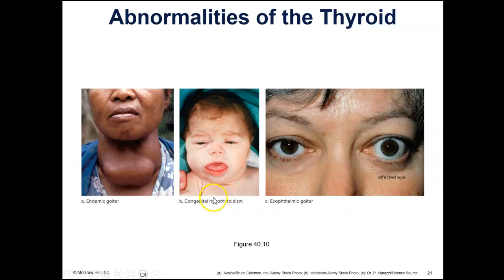And this is what a child looks like who has congenital hypothyroidism. And this is a goiter in someone who has a goiter, and that occurs when their thyroid is underactive.